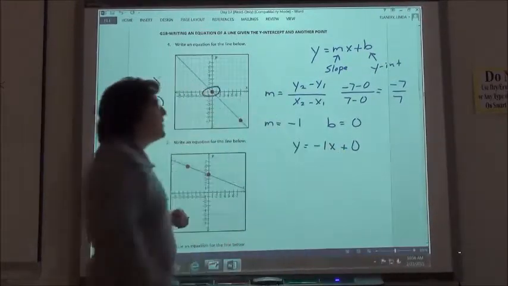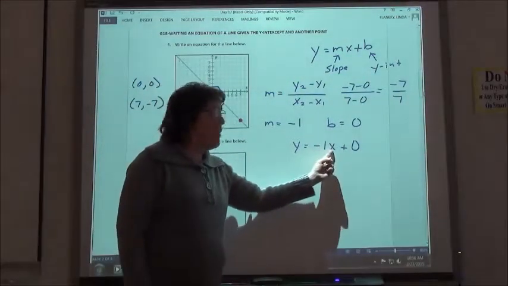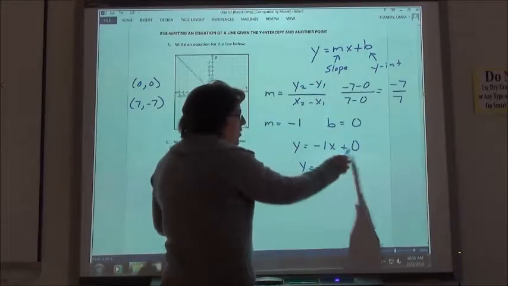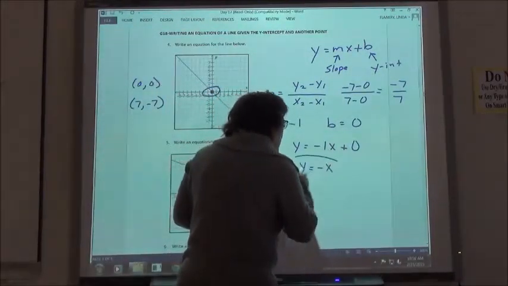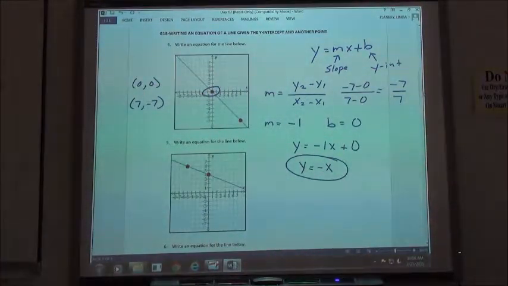Of course, we want to simplify that. This one actually has two things you can do. Negative 1x is just negative x, and we really don't need plus 0 on the end, because if we add 0 to something, it doesn't change its value. So in the best form, y equals just negative x.